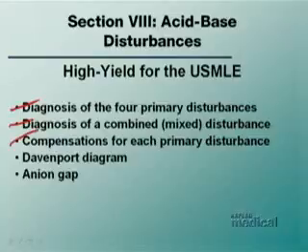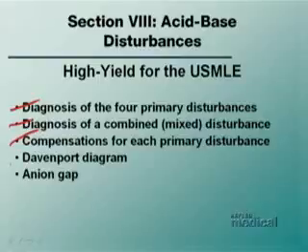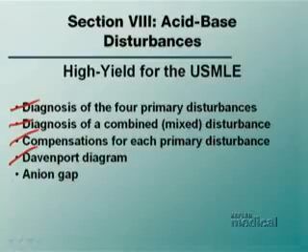You need to know the compensations for each of the primary disturbances. If a patient has a respiratory acidosis, how do the kidneys compensate for that? You need to be familiar with the Davenport diagram. It looks highly complicated, but it's not a threat. It's a tool that you can use to help you diagnose acid-base disorders. And then the use of the anion gap, also called the plasma anion gap, in order to distinguish between different possible causes of a metabolic acidosis.